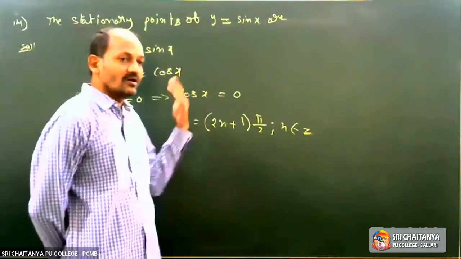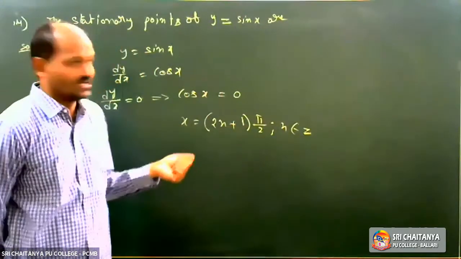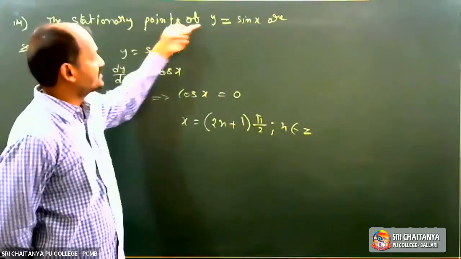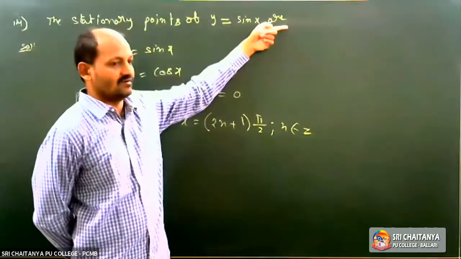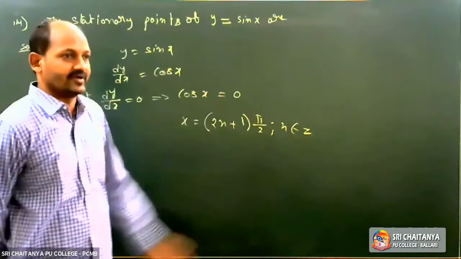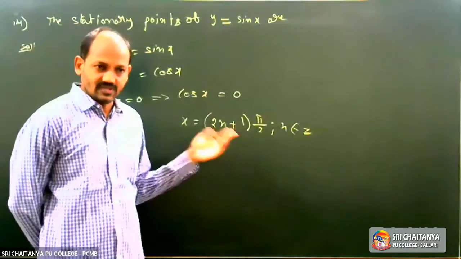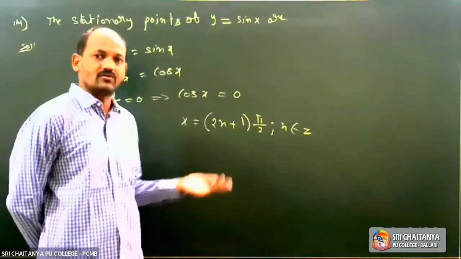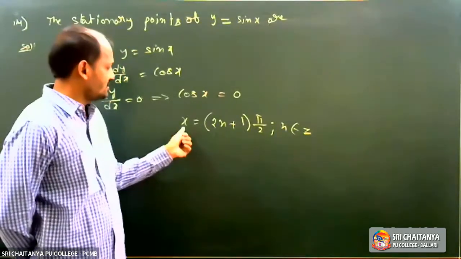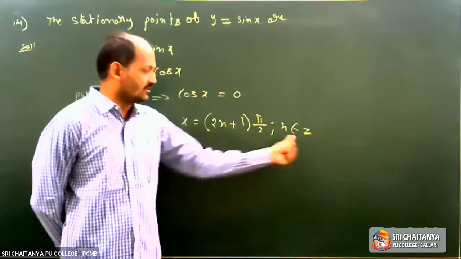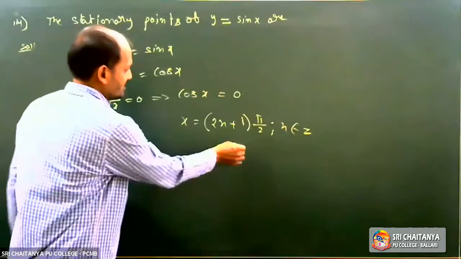Here we get a number of points. So the stationary points of y equal to sin x are pi by 2, 3 pi by 2, 5 pi by 2, 7 pi by 2 and so on. That is x is equal to 2n plus 1 into pi by 2 where n belongs to Z.